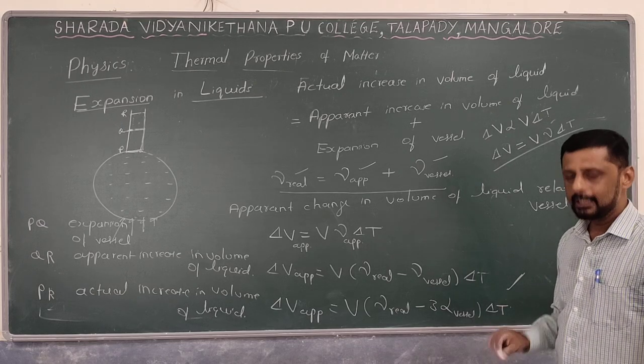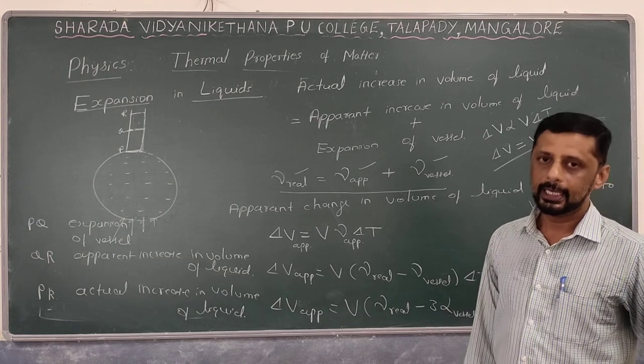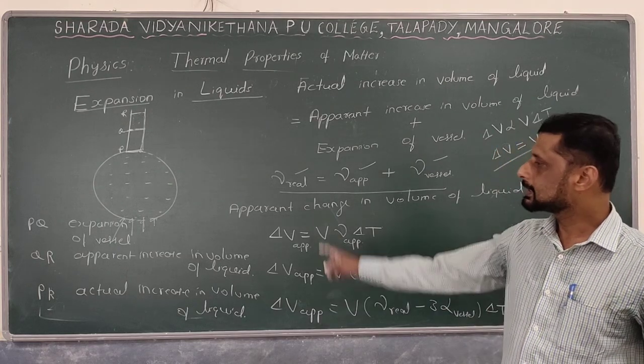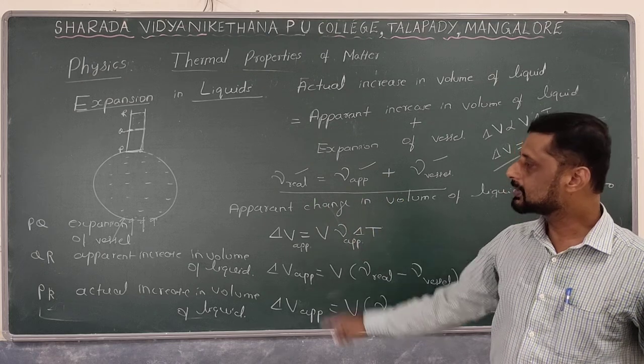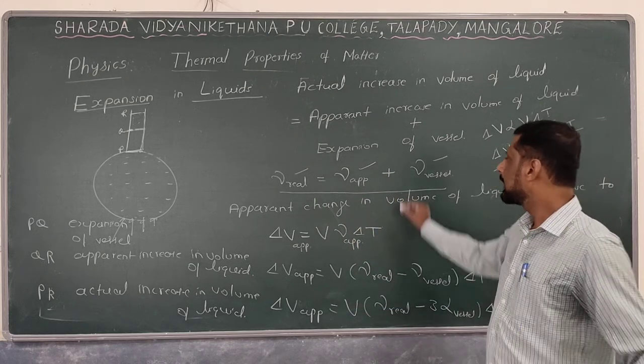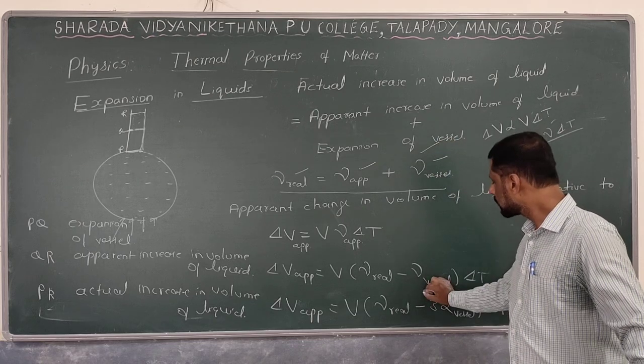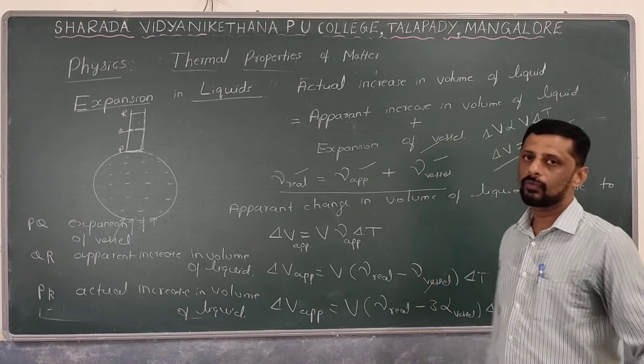Therefore, while studying the expansion of liquids, we should consider the expansion of the vessel also. This is about the actual increase in volume of the liquid, the apparent increase in volume of the liquid, the corresponding three types of coefficients, and the formula to calculate the apparent change in volume of the liquid.